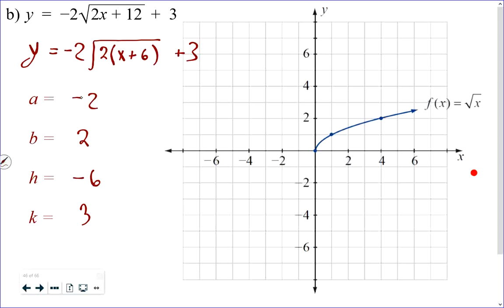What does the -2 do to every point? Well, it's going to take every point and vertically stretch it by a factor of 2 and reflect it across the x-axis. What does the b equals 2 do?